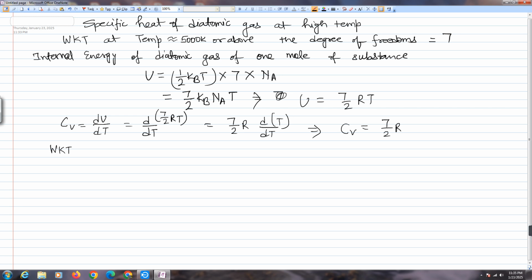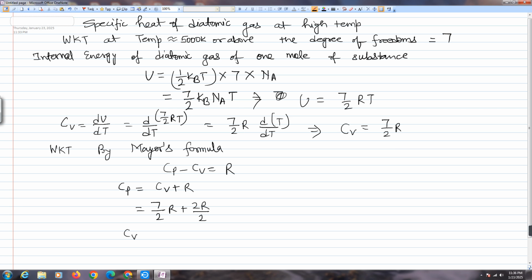We know that by Mayer's formula, Cp minus Cv is equal to R. So Cp can be written as Cv plus R. So it comes out 7 by 2 R plus 2R by 2. And here we can write Cp is equal to 9R by 2.